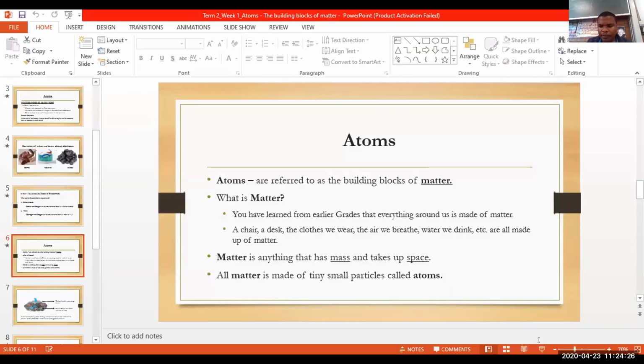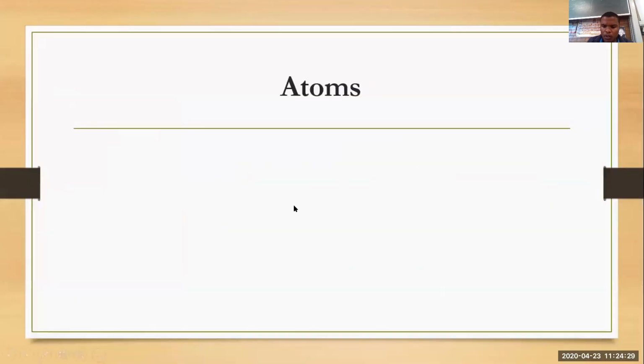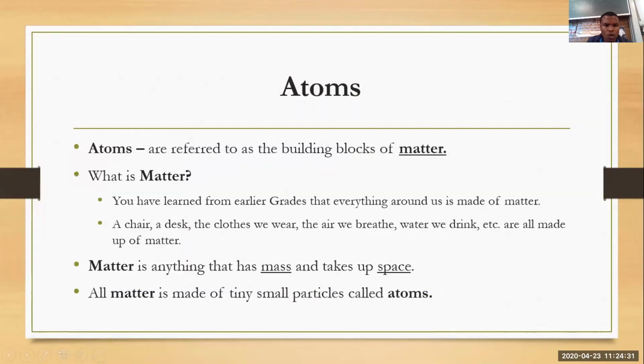So atoms are referred to as the building blocks of matter. And at the same time here we are saying that all matter is made up of tiny small particles called atoms. So these two statements are the same. They mean the same thing. Atoms are the building blocks of matter. At the same time, matter is made up of tiny small particles called atoms. So no matter how you define atoms, you can either say that atoms build matter, or matter is made up of small tiny particles called atoms.